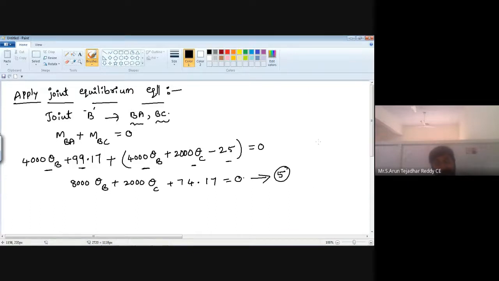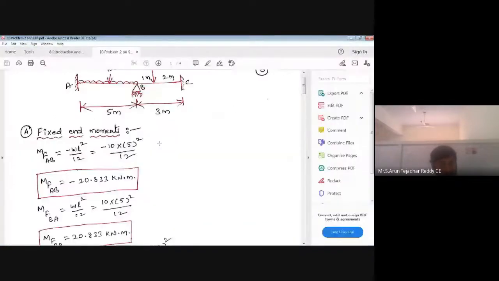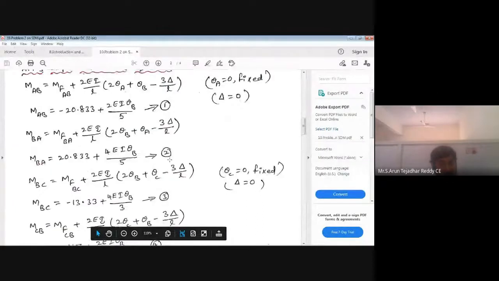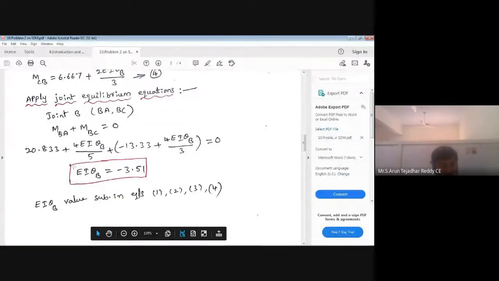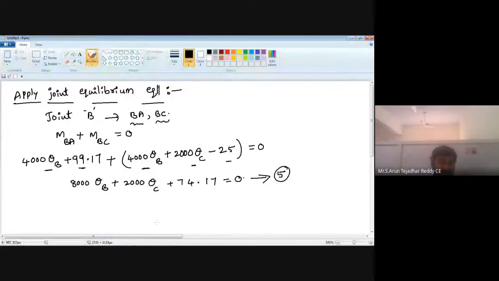That is, take another joint, which is suitable for our given diagram. Before that, let me show you problem number 2. In problem number 2, equation number 5 has only a single unknown term, that is EI theta B. But in this problem, equation number 5 has two unknowns, theta B and theta C.